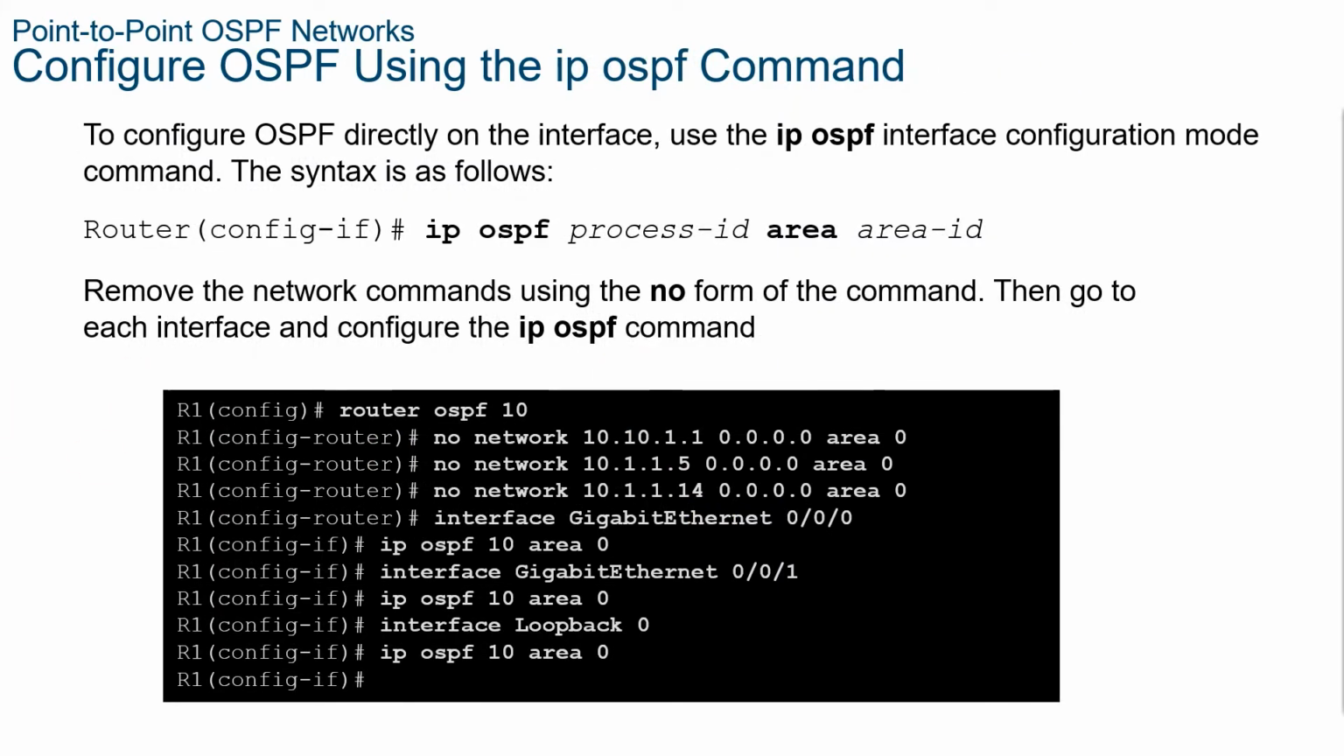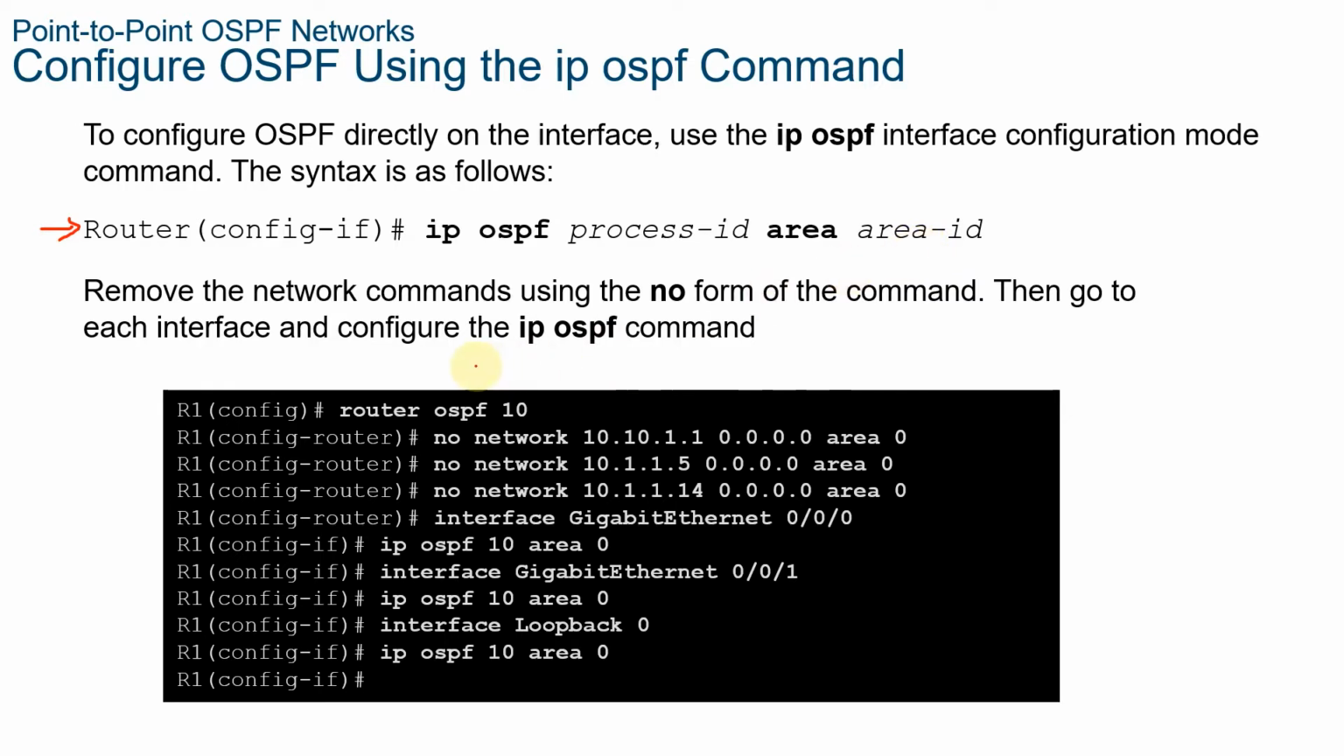Next is to configure OSPF using the ip ospf command. You can also configure OSPF directly on the interface instead of using the network command. To do so, we use the ip ospf interface configuration mode command. The syntax is given here: router(config-if)# ip ospf process-id area area-id.